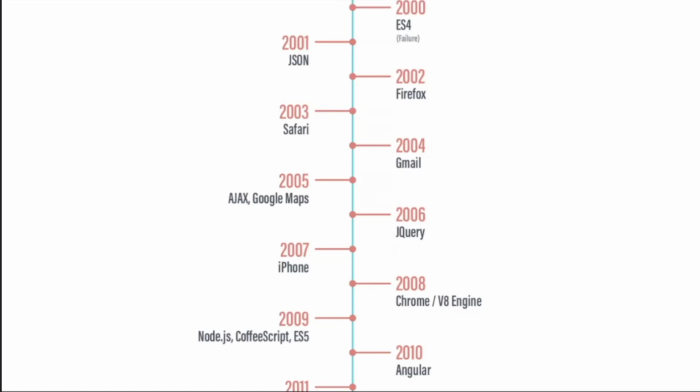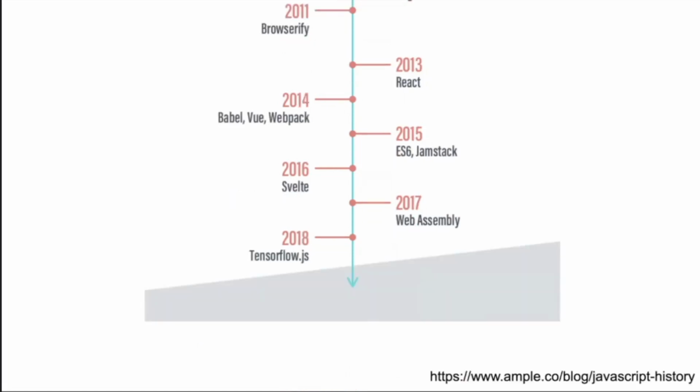2010, Angular comes, that's by Google. And in 2011 Browserify, then 2013 React by Facebook. 2014, so we have the frameworks now. Now we need tooling around that. So they built Babel, Webpack, all these things. And Vue also came up. So Vue is by Evan You. He was working at Google and he had worked with AngularJS. So he felt that maybe Angular is lacking something. So he combined the good things of Angular and React to build Vue.js.